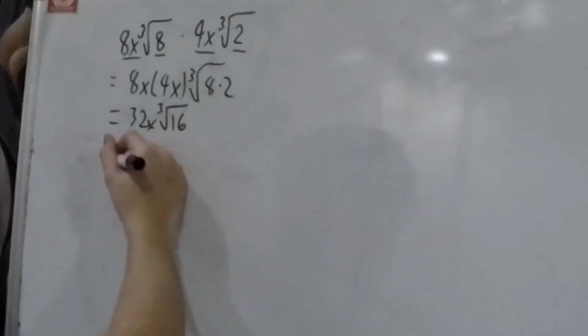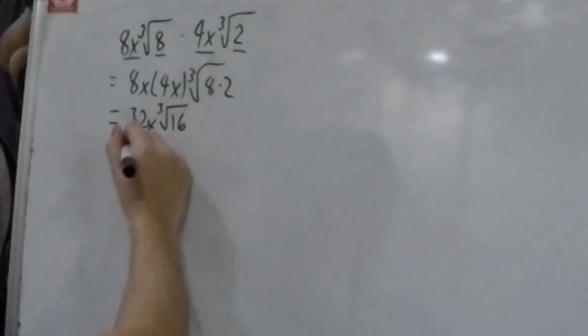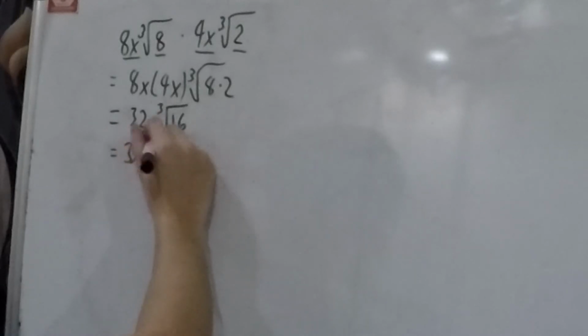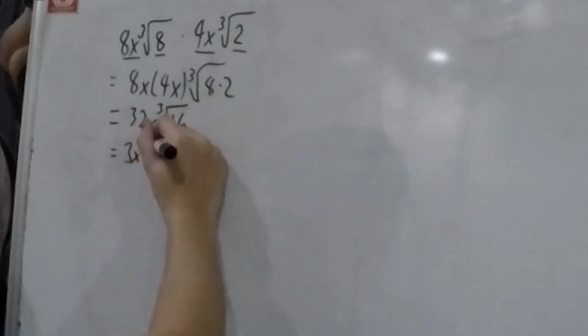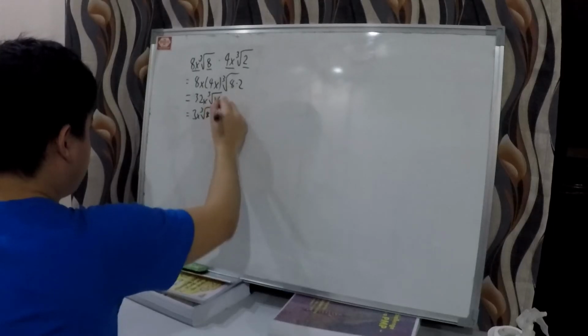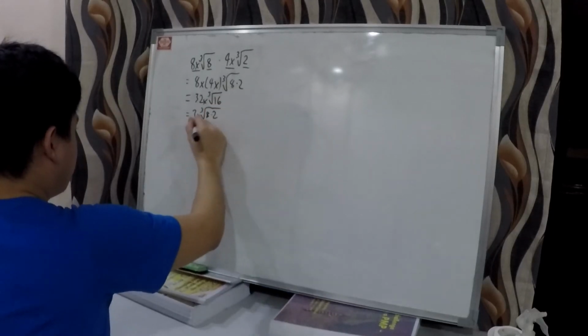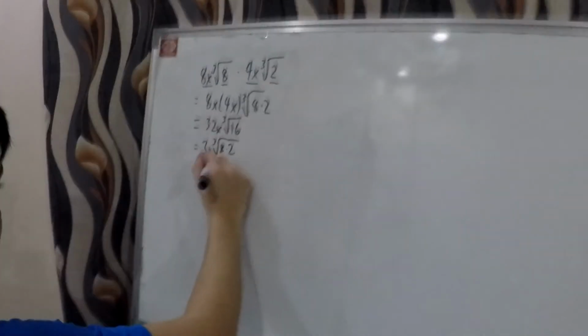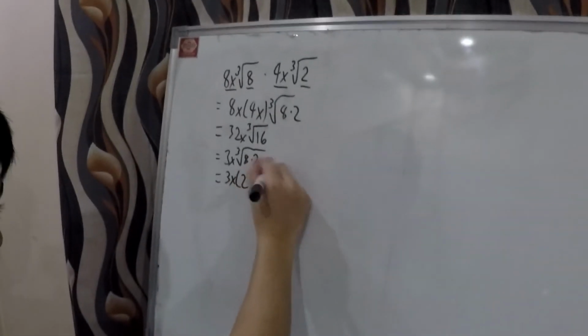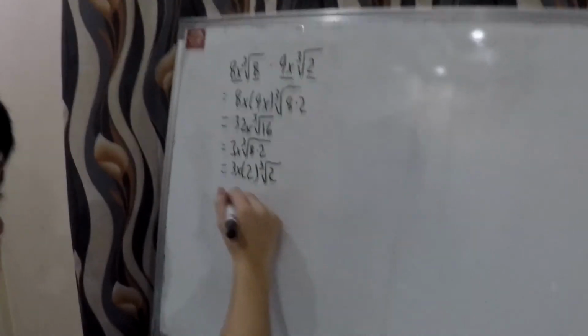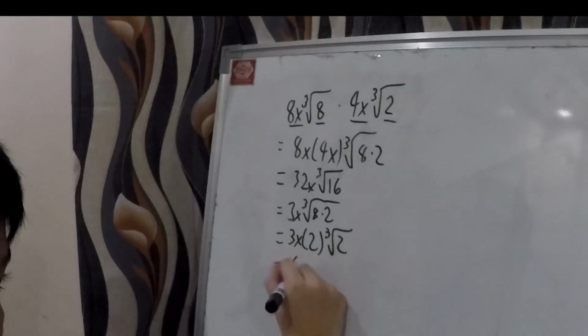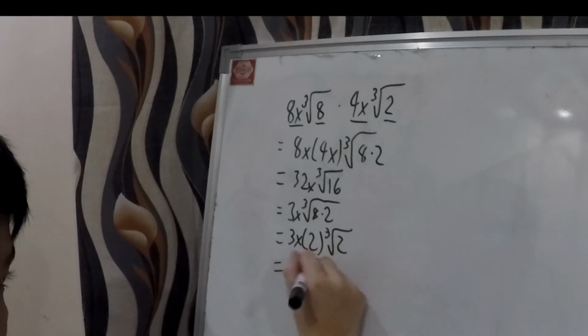What we must do next is simplify the problem. 32x times the cube root of 8 times 2. This is equivalent to 64x times the cube root of 2.